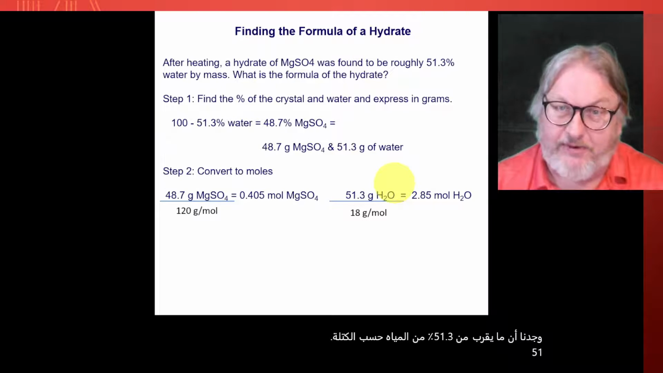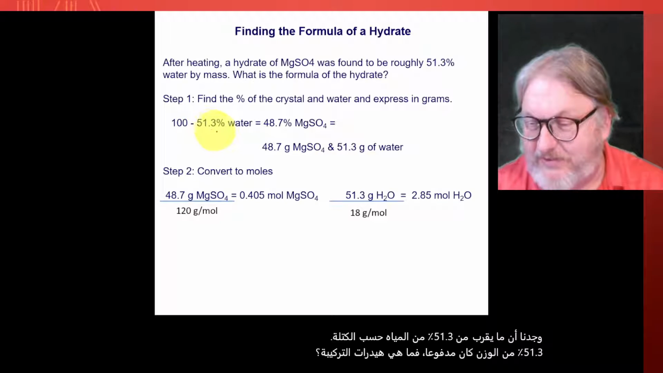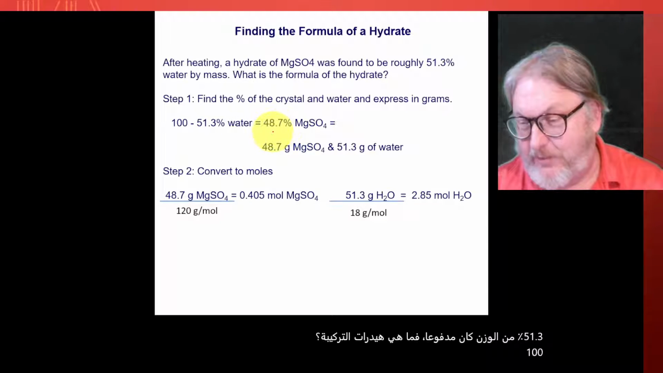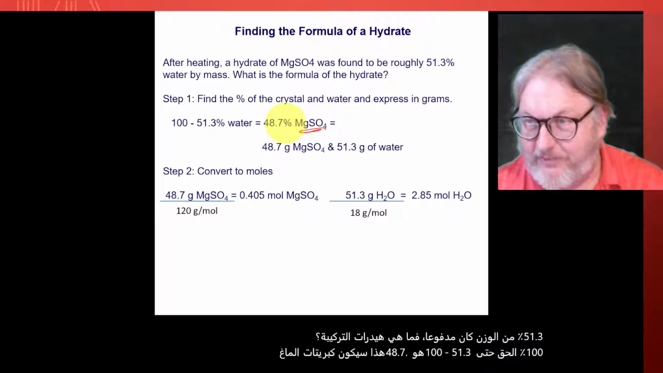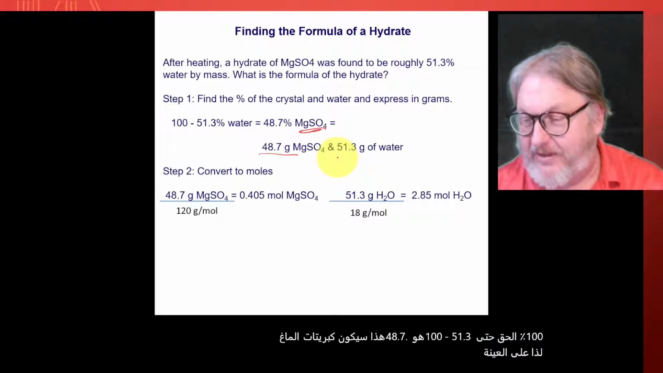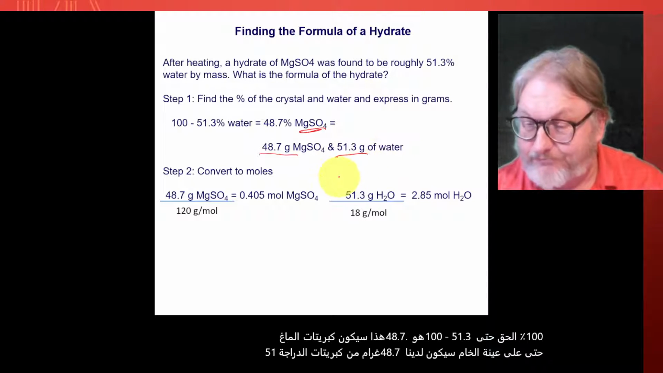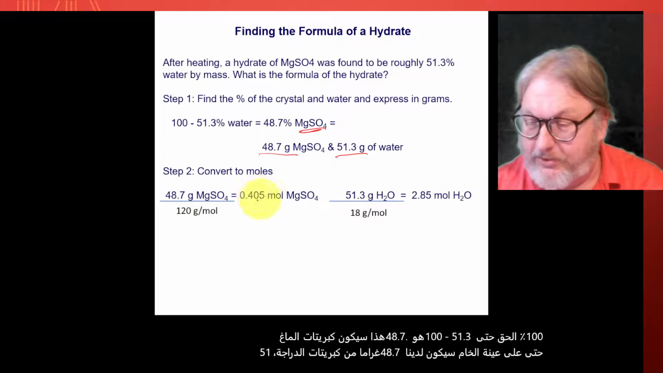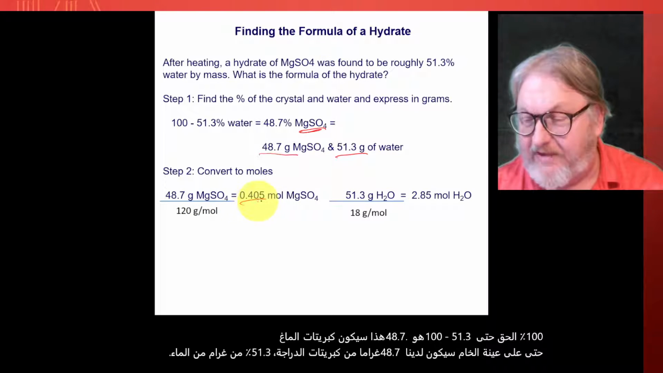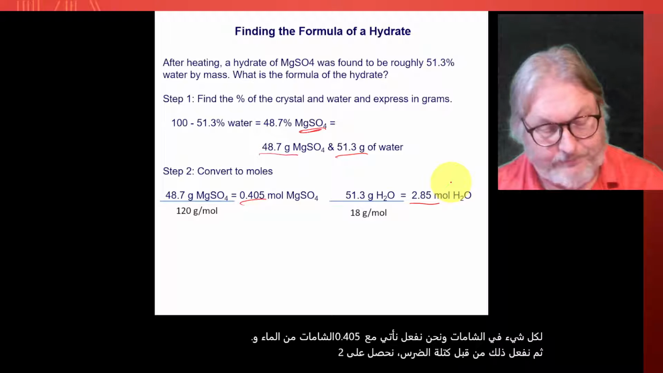So what's the formula of the hydrate? 100%, right? So 100 minus 51.3 is 48.7. That would be the mag sulfate. So on a raw sample, we would have 48.7 grams of mag sulfate, 51.3 grams of water. Convert everything into moles, and we do. We come up with 0.405 moles of mag sulfate, and then we do that by the molar mass. We get 2.85 moles of water.